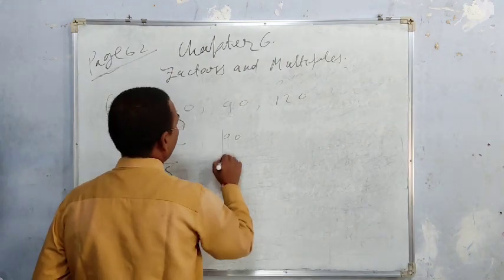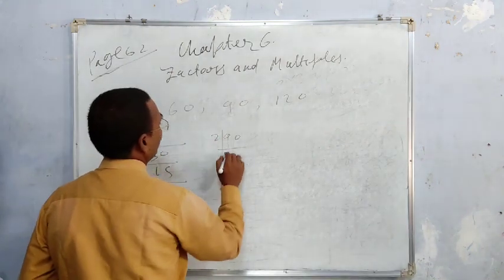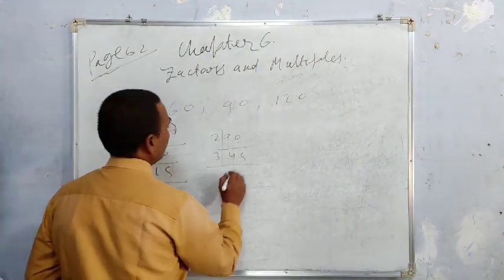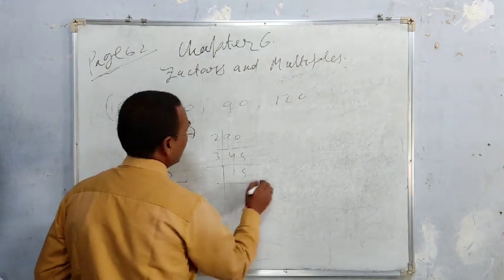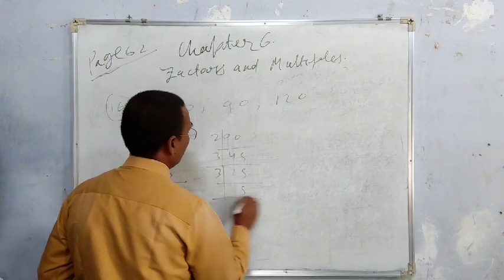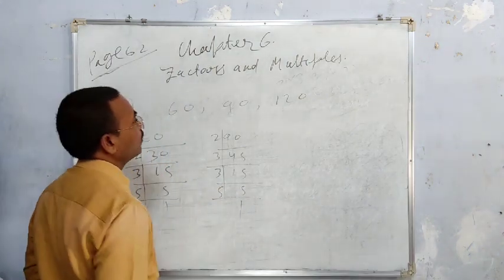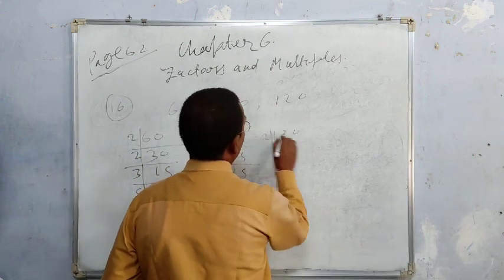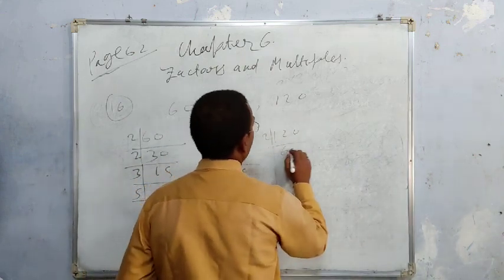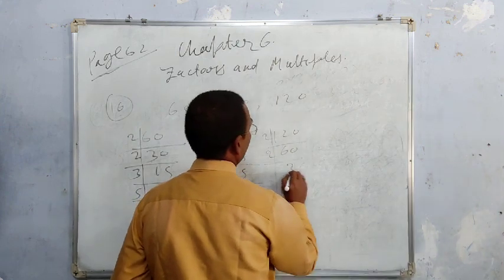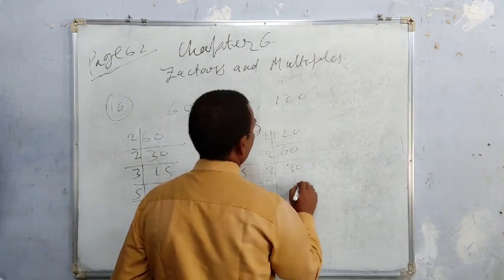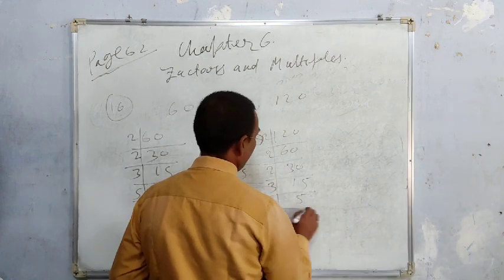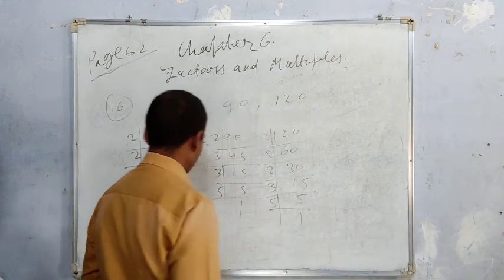Now 90: divided by 2, 45, 45 divided by 3, 15, and this divided by 3, 5, and 5 gives 1. Then 120: divided by 2, 60, then 2, 30, 15, and then 3, 5, and this divided by 5.